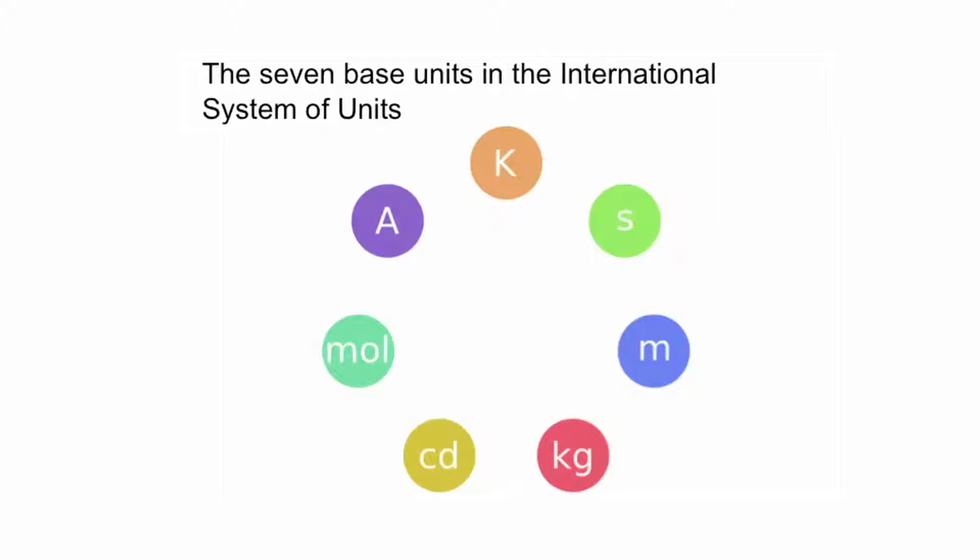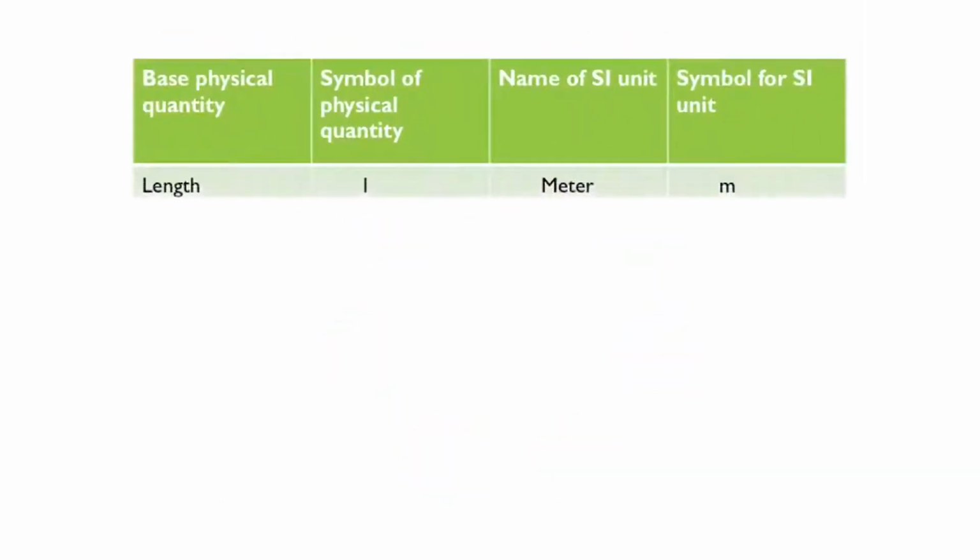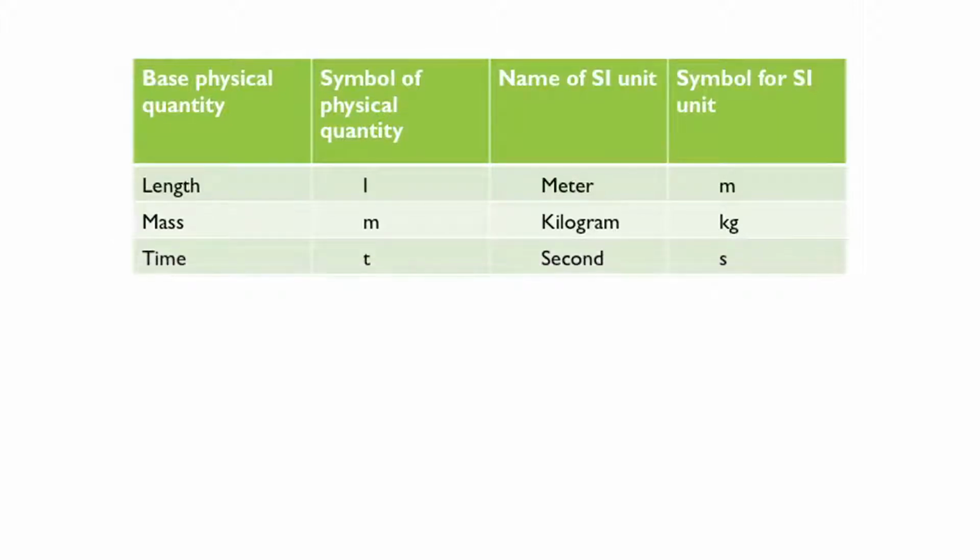These are the physical quantities in terms of which other physical quantities can be measured. The names and symbols of the base quantities and the corresponding SI units are given. You can see that meter is the SI unit for length and the symbol is a small m. Similarly, kilogram is the SI unit for mass, abbreviated as kg. Second is the SI unit for time, given by the symbol small s.